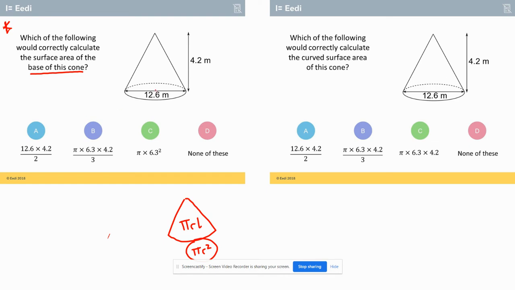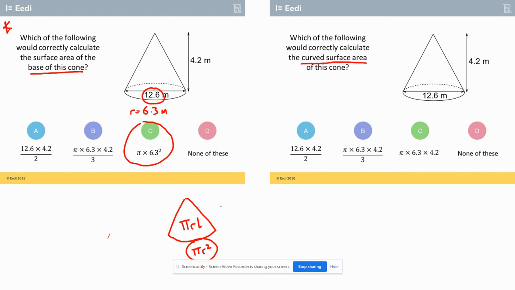So first thing to notice there is they're actually given the diameter. So it's sometimes useful to just write the radius on there as well. And then we know that we just want the base of the cone, which is just the circle. So obviously the circle area is pi r squared, which would mean that this would calculate the area of the base of the cone. A subtle difference over here, so you've got exactly the same picture, but this time it's actually asking for the curved surface area of the cone.